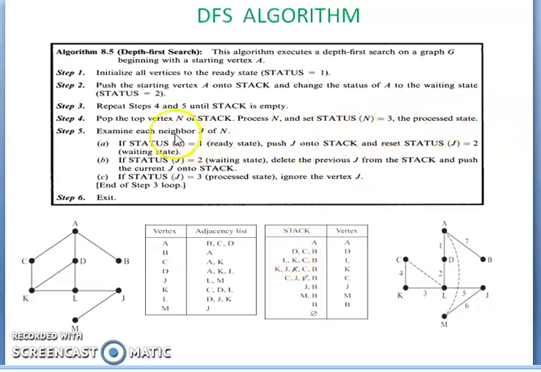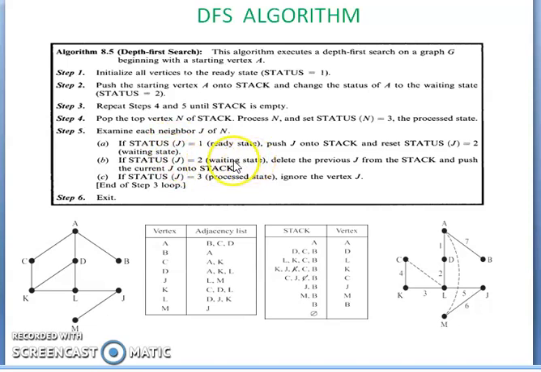D status is 3. Examine each neighbor. What are the neighbors of D? What are the adjacent vertices of D? A, K, L. These are the neighbors. Verify each neighbor. What is the status of A? The status of A is 3, so ignore it. What is the next neighbor of D? The neighbor is K. What is the status of K? It is the waiting state.